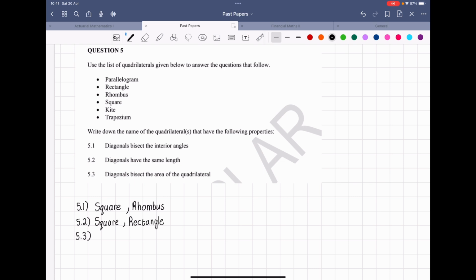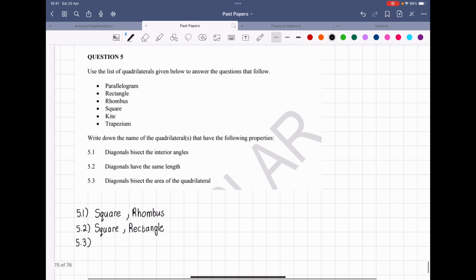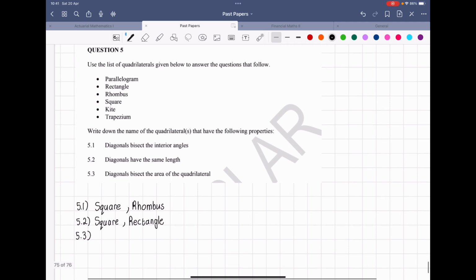And then for 5.3, we're asked for which diagonals bisect the area of the quadrilateral, so cuts the area of the quadrilateral in half. And that is true for a square, a rectangle, a parallelogram, and a rhombus.